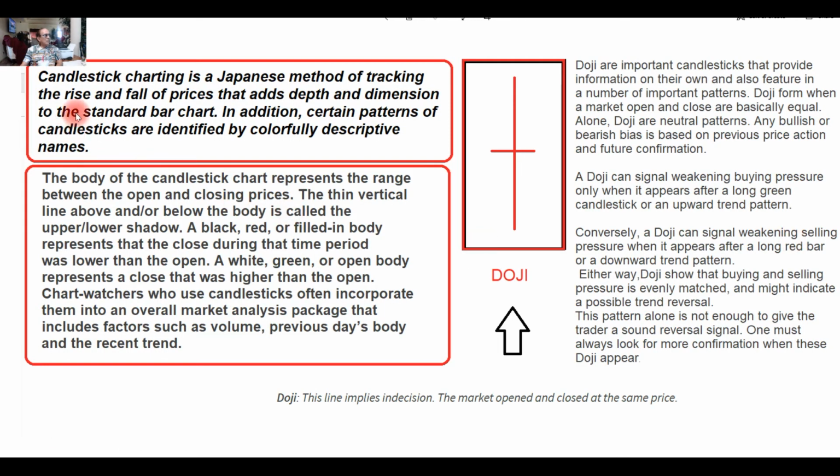Here we got candlesticks. They got different names. Dojis. Dojis could be an indication of reversal, you know. The depth of dimension, the standard bar chart, in addition certain patterns. So if you're looking for pattern, it will be the right thing to do. And consider this when you see a signal of weakness in the market.